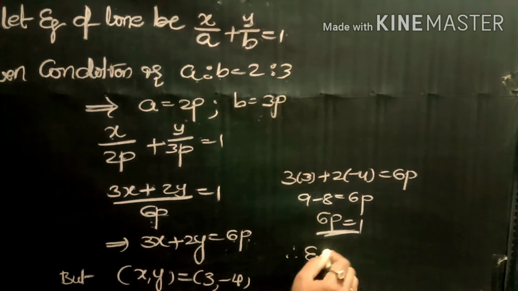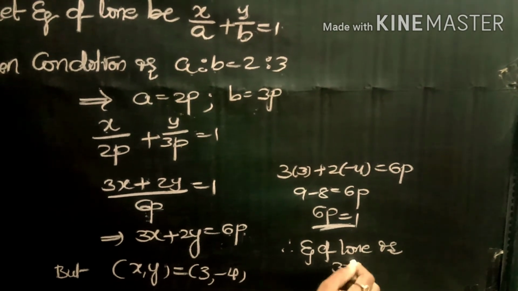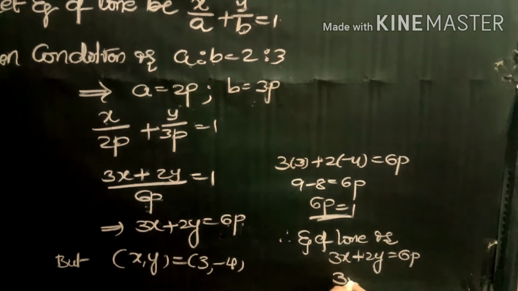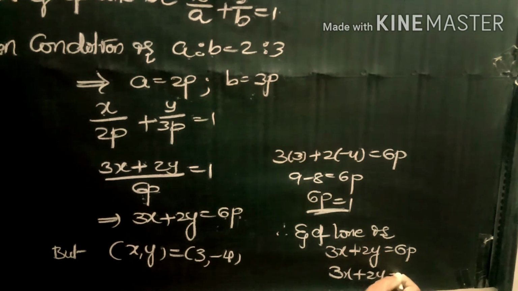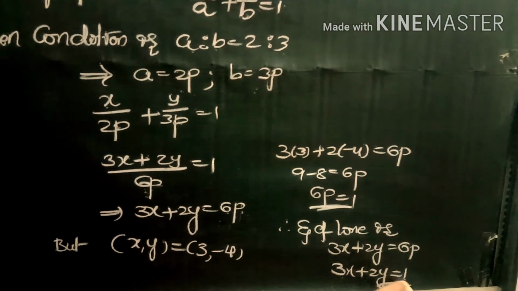Therefore the equation of the line is 3x + 2y = 6p, that is, 3x + 2y = 1. That's all. Since 6p is equal to 1, we are replacing that value here: 3x + 2y = 1.